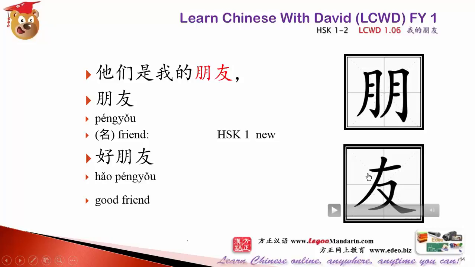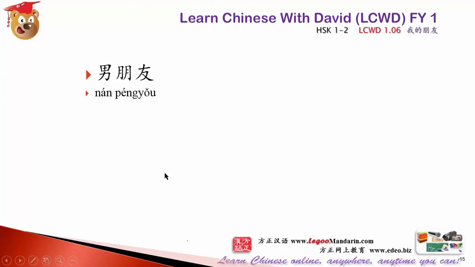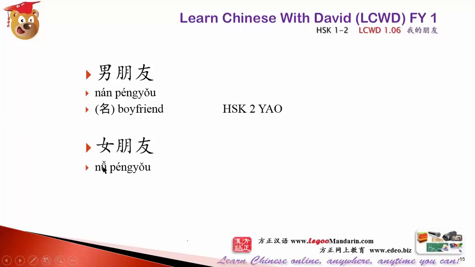Like 有 can be 朋友, 有 can be 有没有, 有. So from the very beginning, if you don't look at the Chinese characters, you will feel confused. 有, have or not? Oh, 有朋友, 有, 有. Which one is which one? What are you talking about? So look at the Chinese characters. Learn from Chinese characters. If you really need to memorize Chinese from pinyin, remember phrase by phrase. Like 朋友, remember it as a whole phrase. 好朋友 good friends. 男朋友: 男 boyfriend, 女 girl, 女朋友, 女朋友.